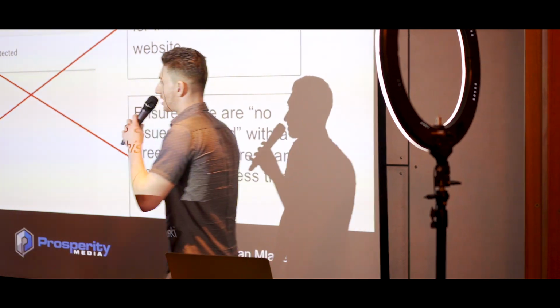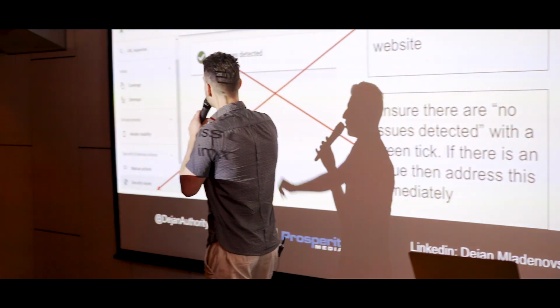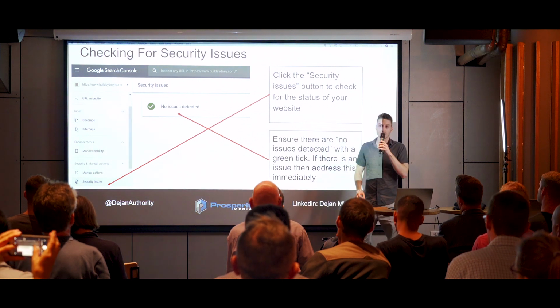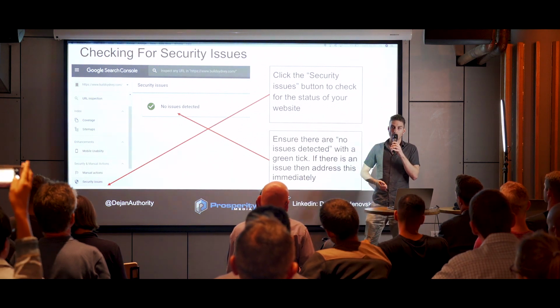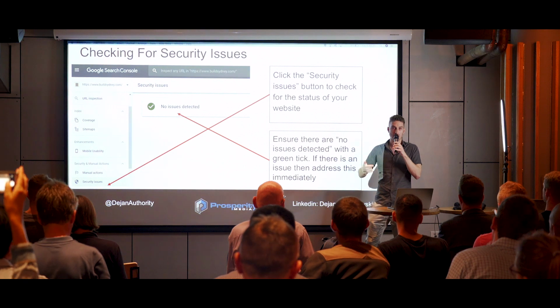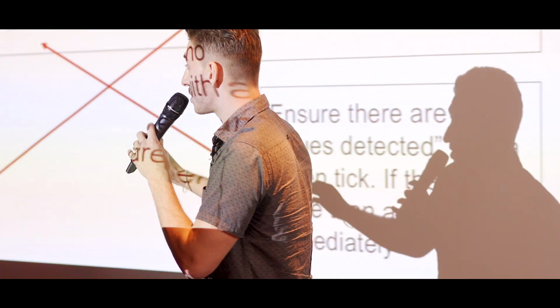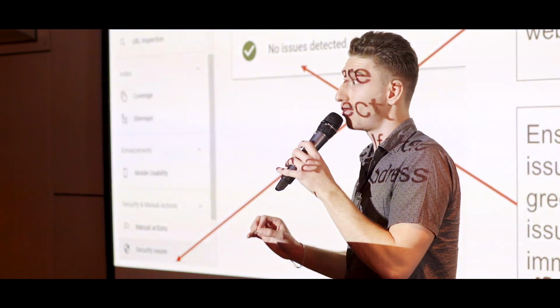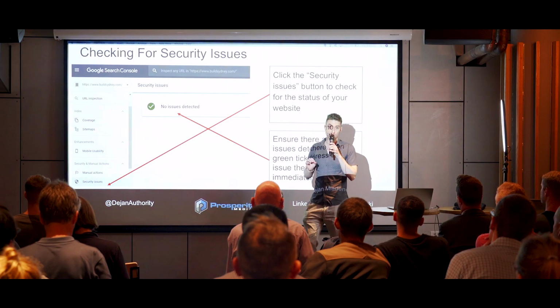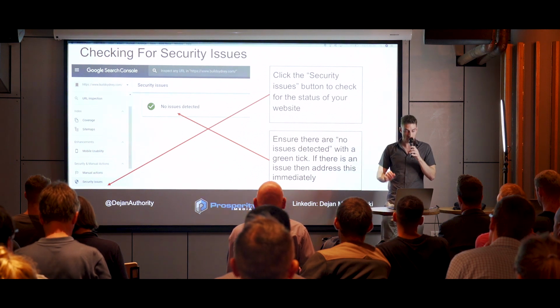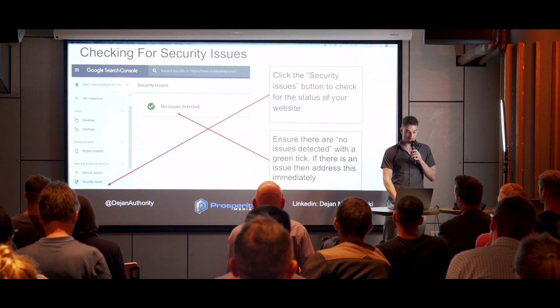Security issues. Similar to manual actions, click security issues. Again, thankfully, no issues detected. But you've got to watch out for this because if your site's been playing up, if you've been hacked, if you've got any SQL injections or anything like that, it'll normally come up here. Both manual actions and security issues are pretty bad and you want to get those fixed as soon as possible. So if you do come across these issues on your site, as a matter of priority, get them fixed, get them checked out, get them looked into.